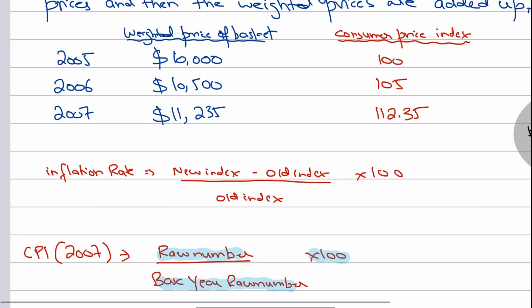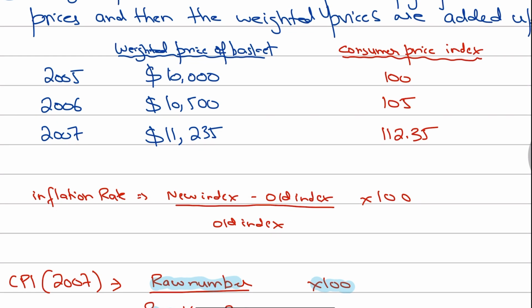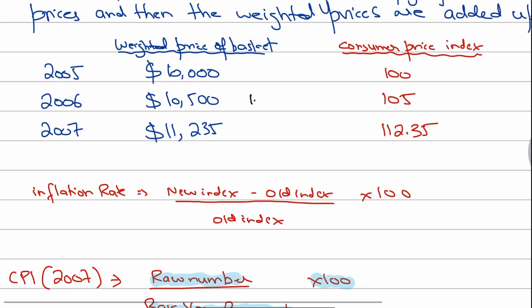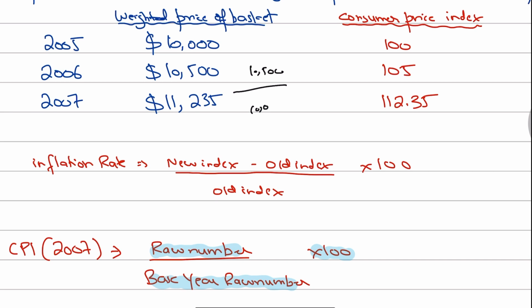So basically, that is why the CPI for a base year is always 100, because that satisfies the formula. Now let's say I want to calculate the consumer price index in 2006. I'll apply the same formula: that 10,500, the raw number, divided by the base year raw number, 10,000. I'll multiply it by 100, so the answer would be 105.